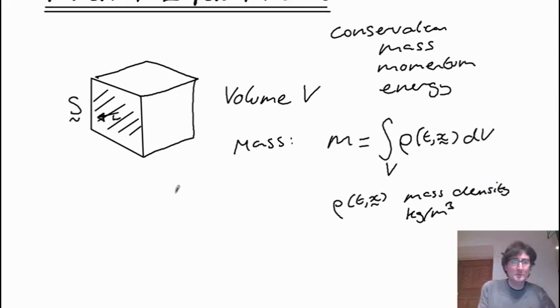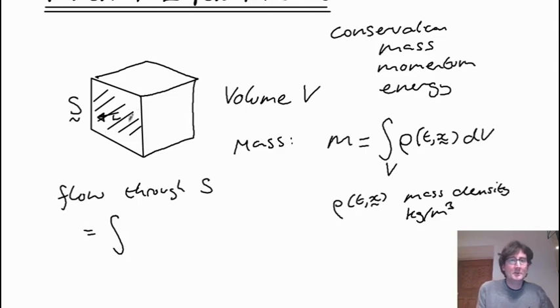So we can say the flow through the surface S is the integral, and now it's just a 2D integral over a surface, rather than the integral over the volume in three dimensions. It's an integral over surface S of the mass density times the flow velocity. That's how much mass is flowing, so it's the kilograms which are flowing times the speed they're flowing at, integrated over this surface S.